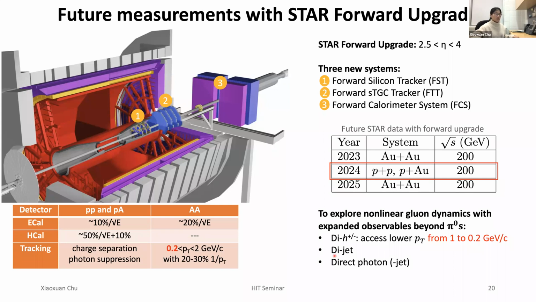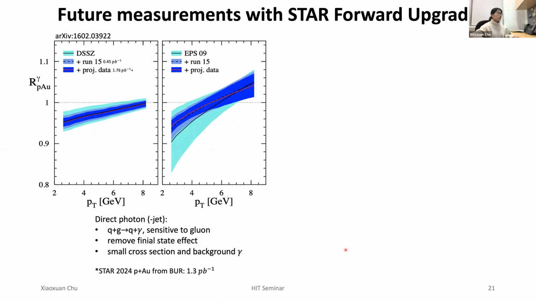And then beyond the particle correlations, we can also measure di-jet correlations and direct photon measurement. So we have some projection study for direct photon measurement. This channel is a gluon Compton scattering. It is very sensitive to the gluon dynamics, and the direct photon can also help us to remove the final state effect. The challenge would be the cross-section of the direct photon measurement would be very small, and it is very difficult to extract the background photons.